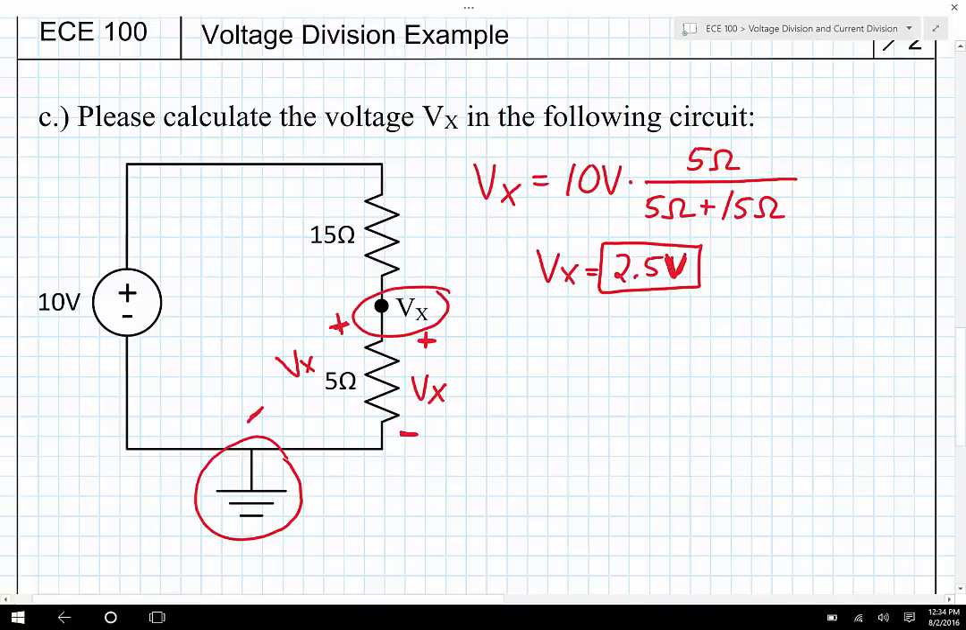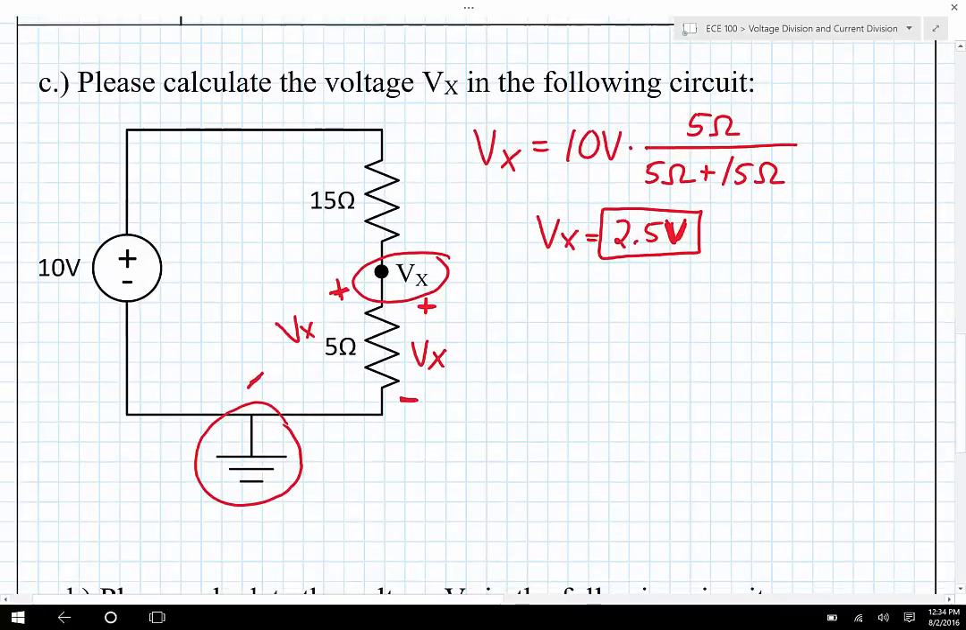The only tricky part there was figuring out that V sub x is a voltage at a point, which means that it is relative to ground, and therefore it has to be across the bottom of those two resistors.